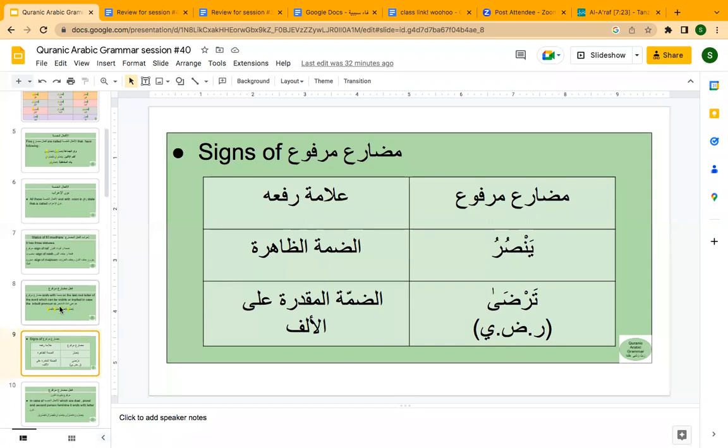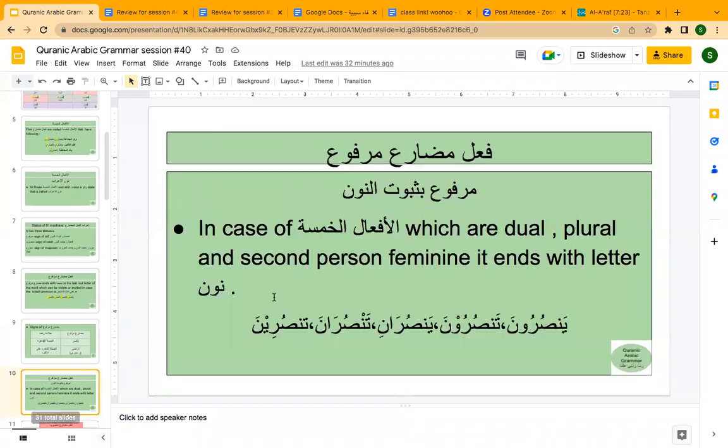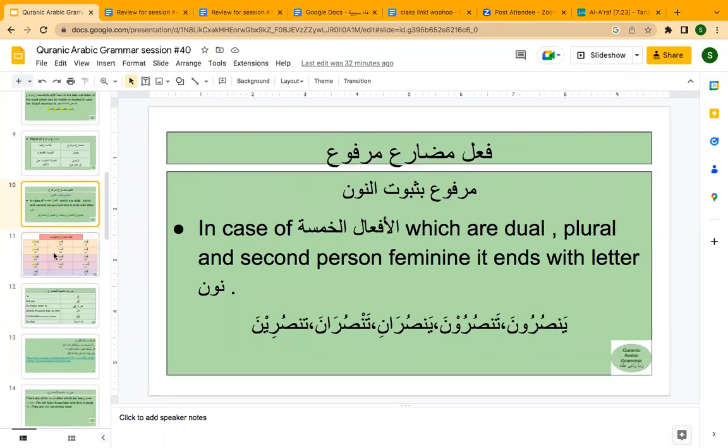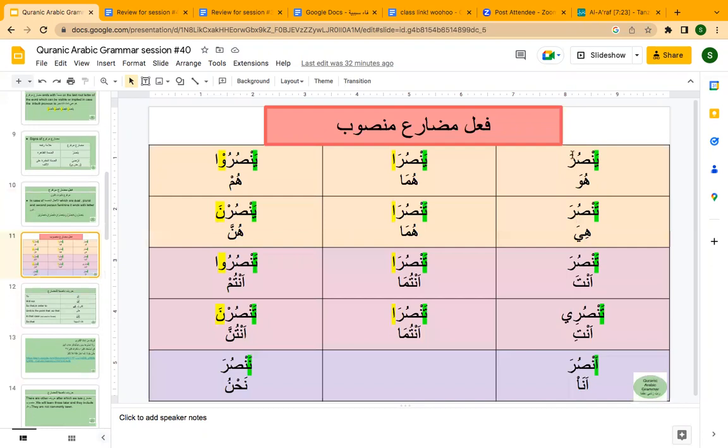In case of when your mudari is going to be nasb, as we have done, when it is nasb, it usually ends with fatha, right? In case of words where your inbuilt pronoun is huwa, hiya, anta, ana, nahnu, it's going to end with fatha.